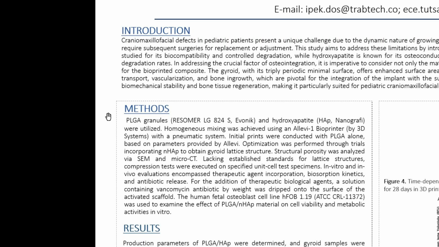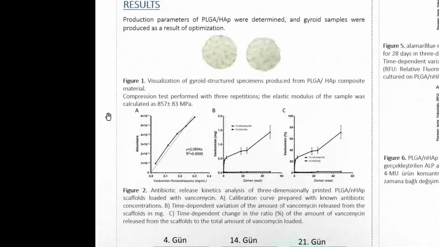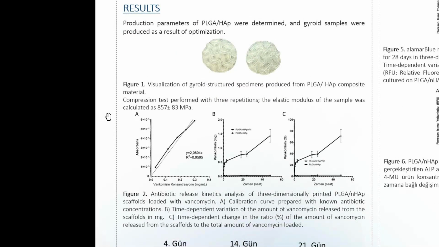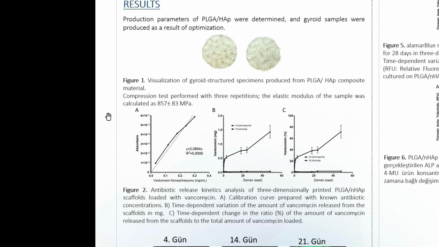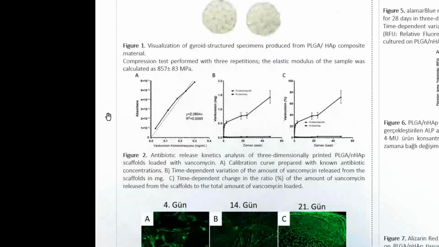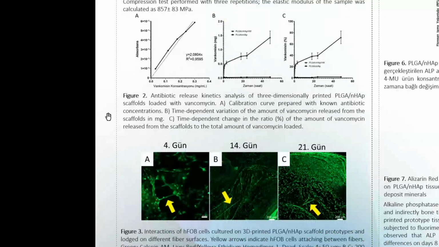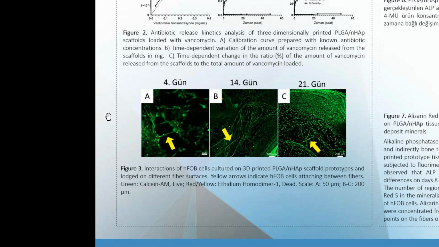So here are our results. You can see the pneumatic FDM printed gyroid structures of the composite material. And in figure 2, you can see the antibiotic release kinetics of the gyroid structure. We used vancomycin. And in figure 3, you can see the interactions of human fetal osteoblast cells cultured on the 3D printed composite material on the 4th, 14th, and 21st day.